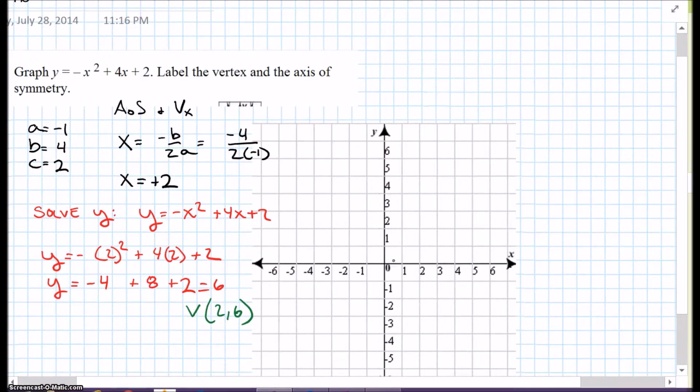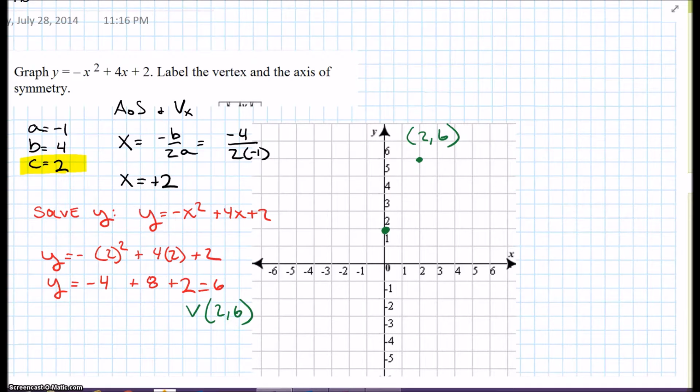So let's plot that. There's my vertex, (2, 6). My a value is negative, so I know the parabola is going to go down. So what else can I do? I know the axis of symmetry, and I know the y-intercept. The y-intercept is at 2, so I can plot that right now.